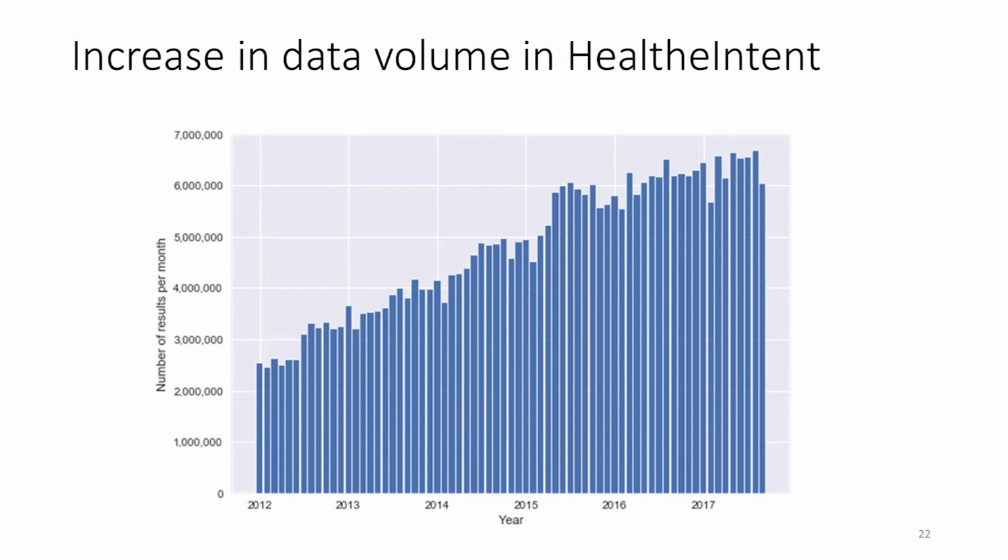So you can see that in 2012, and this is data on a per month basis, we're at 2.5 million results per month. And then we can go up to today, we're at 6.5 million, almost 7 million records per month. So you can see that over the last 5 years, the amount of data that we're capturing of the healthcare system has increased pretty significantly, right?